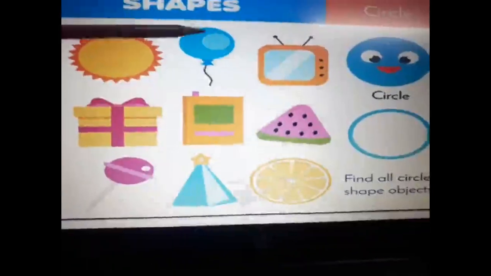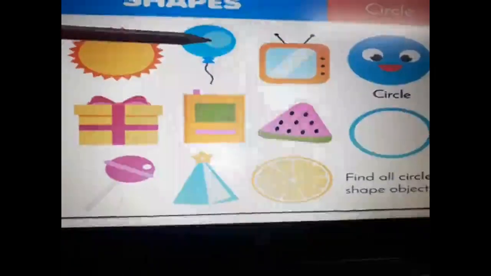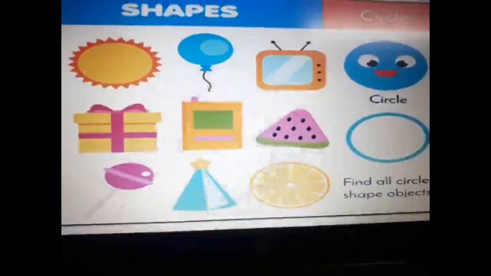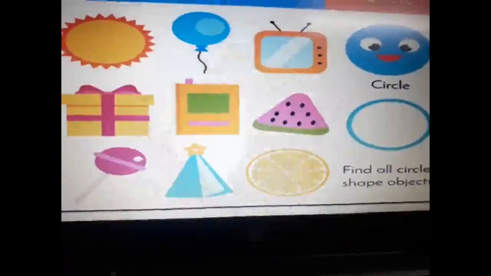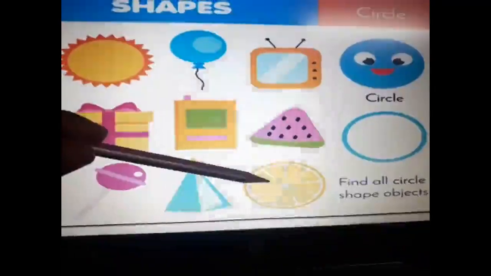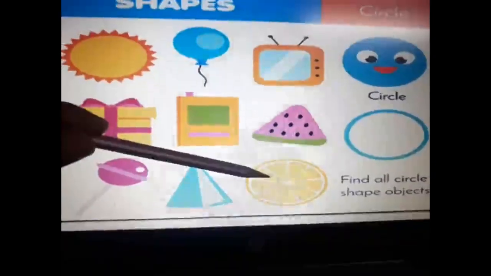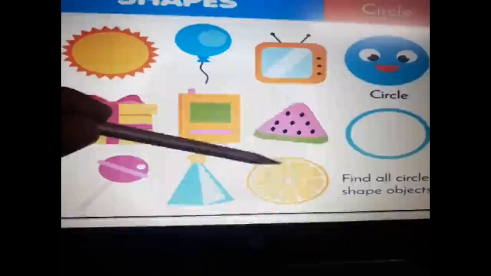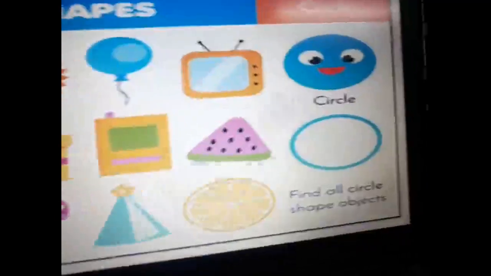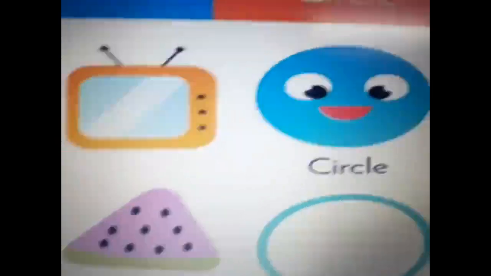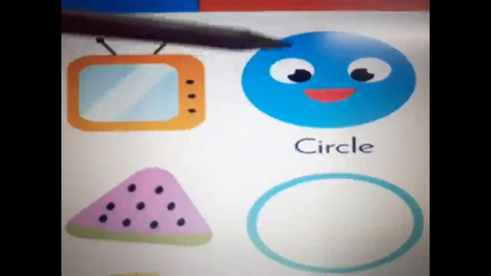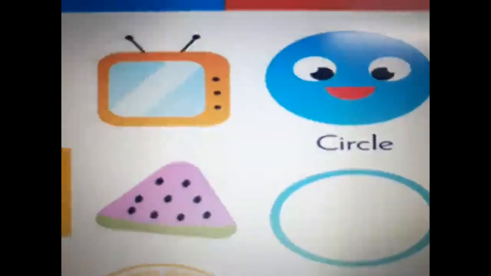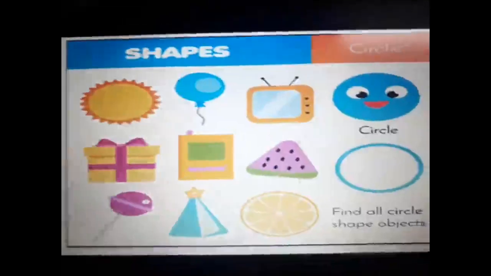Then we have balloon. You all love playing with balloon and we decorate on our birthdays. So balloon is also circle in shape. Then we have a slice of lemon. That too is circle in shape. So how does a circle shape look? It looks like this. Can you see? What is this? Circle shape. Is that clear to everyone?